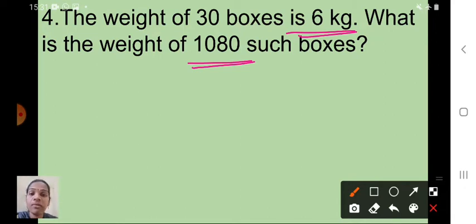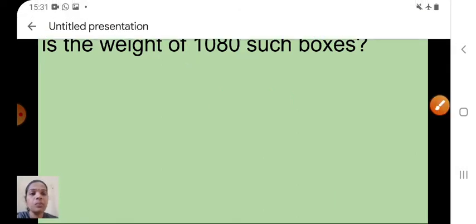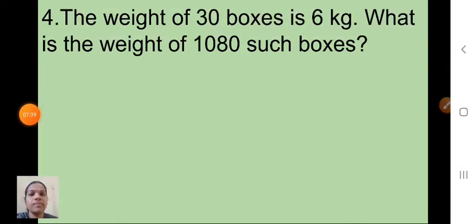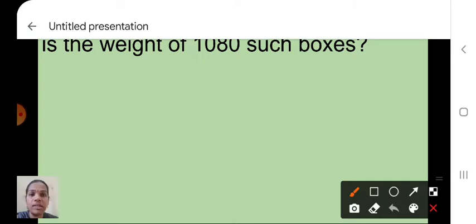So here first what you have to do, what you have to find? Yes, weight of one box we have to find. Okay, weight of one box you have to find. Okay children, afterwards, yes, see here. So children, here you can get a question here. How we have to write the statement, isn't it?